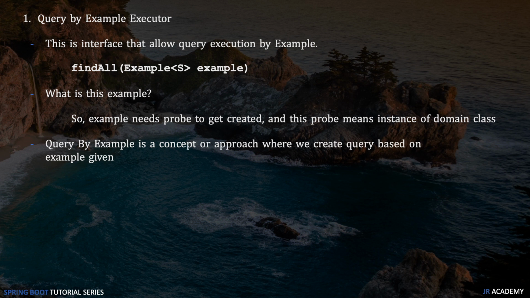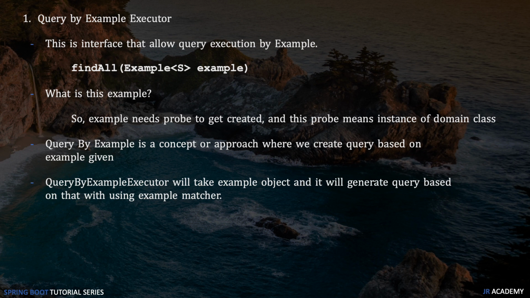It was originally created for SQL, but now we can use it for NoSQL too. Internally, the query by example executor will take an example object and generate a query based on that. For example, let's say we have a list of all the employees, and we want all the employees whose first name is John. So we need to create an example, which will need the entity class.